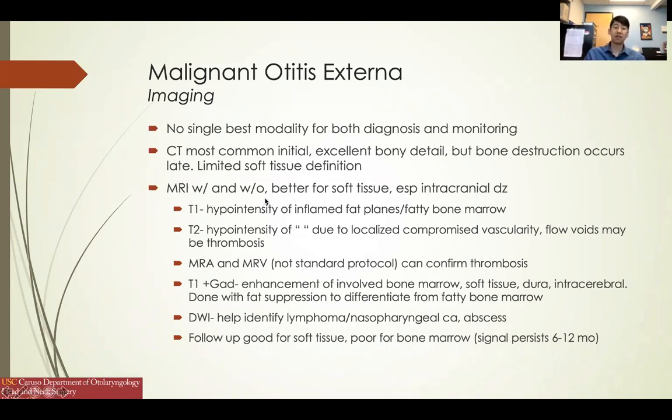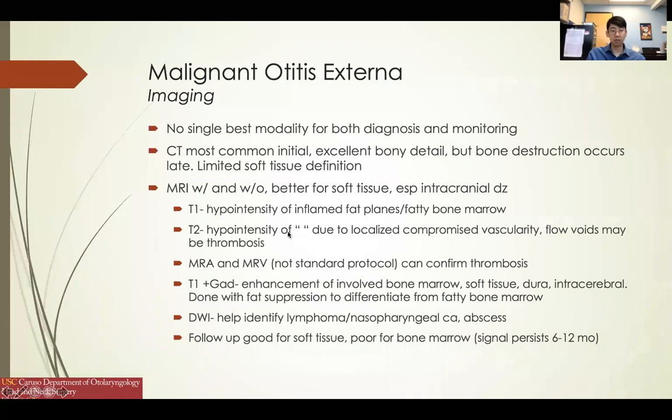MRI, however, is superior compared to CT for soft tissue definition, especially when looking at intracranial disease and looking at bone marrow. So on T1 weighted MRI, you would see dark signal hypointensity for any inflamed normal fat. So if you've got loss of your normal fat planes and your fatty bone marrow, which should be bright on T1, they would be dark if there's inflammation there.